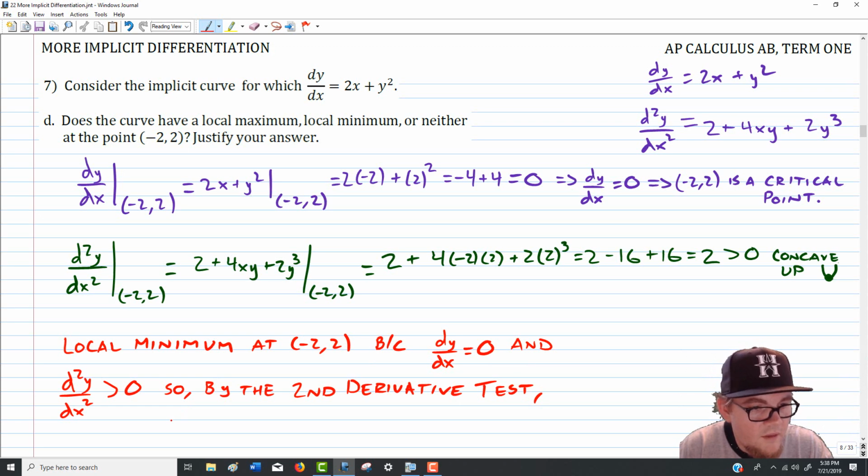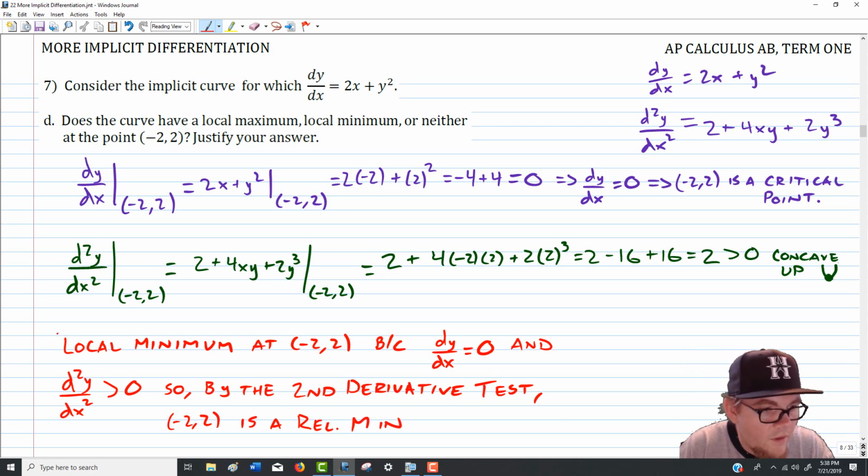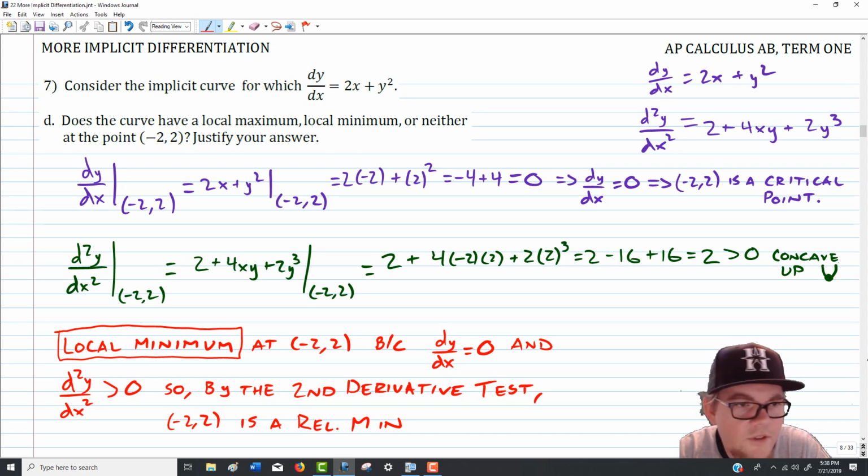By the second derivative test, -2, 2 is a relative min. So there's our work. And again, I can't claim that I engineered this question out of nowhere. I believe there's a question like this asked at some point on an AP exam for some situation. But I think the idea itself is really good. Being able to flexibly go from what we're working with, which is implicit differentiation, to maximization, minimization, and justification using the second derivative test is a really essential skill.